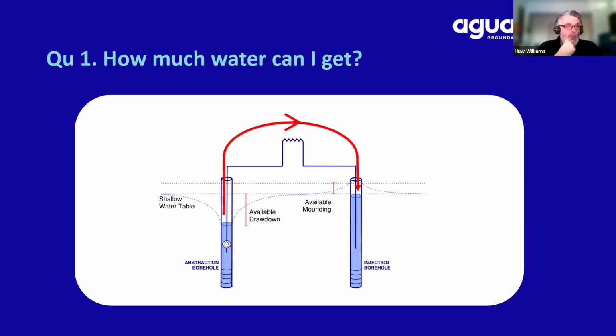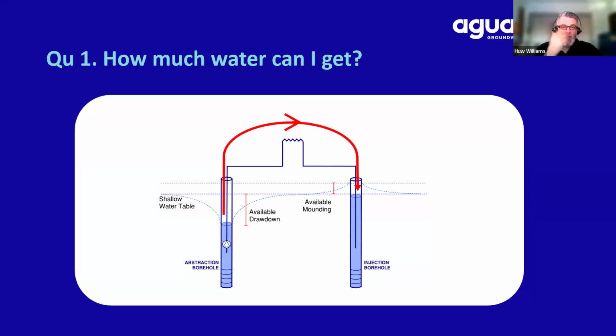Traditionally, abstraction wells, drinking water wells, irrigation wells, whatever they might be, are concerned with how much water you can get out of the ground. That's a function of the available drawdown from the water table or the piezometric surface down to a reasonable level within the aquifer above the pump. With our systems, because we're re-injecting, of course, it's often the available mounding, not the available drawdown, that's the limiting factor on our sites. You can only force so much water into the ground.